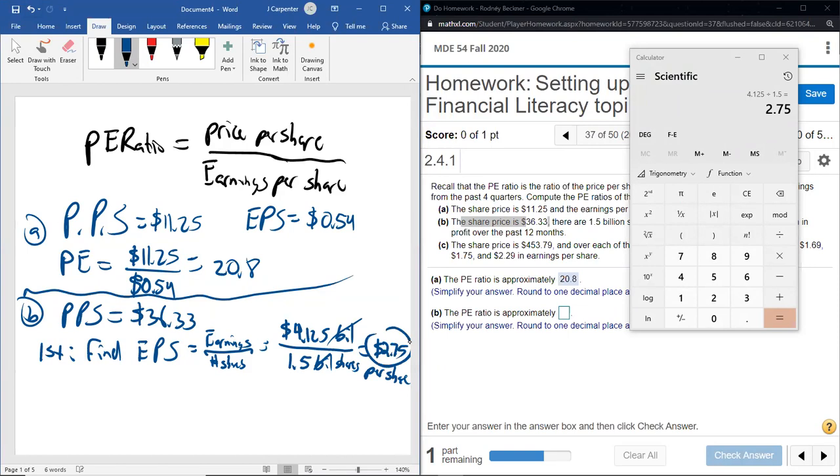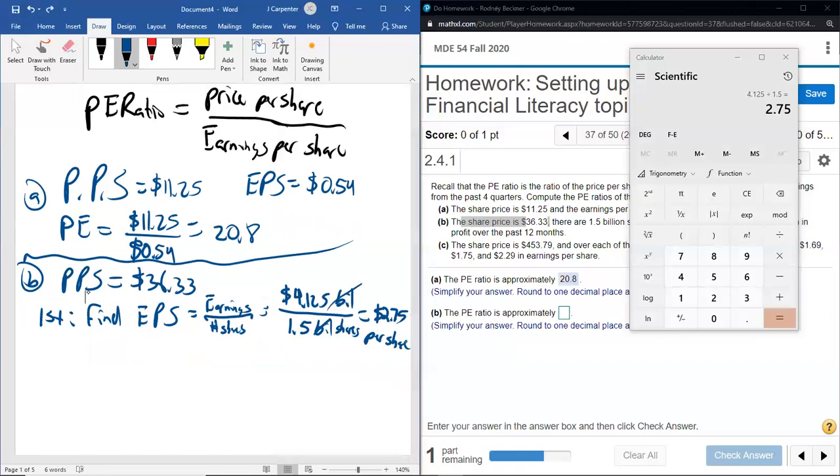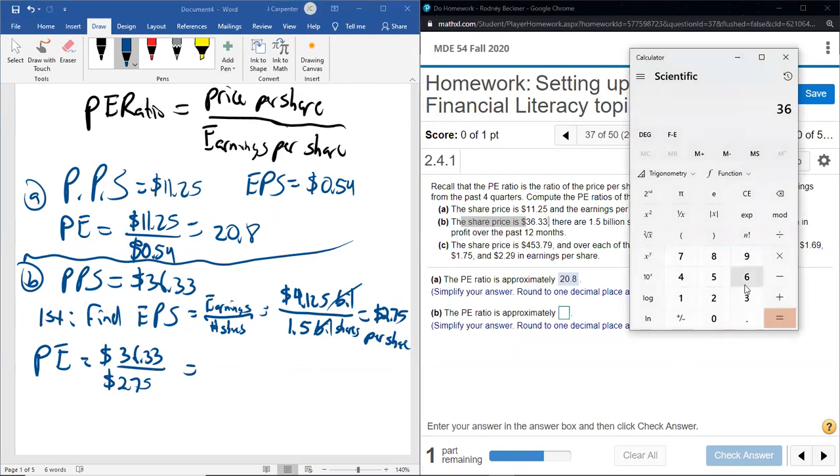Now we have our EPS. We were given the PPS, so now all we got to do is divide those two things. So our PE ratio, which is again the price per share of 36.33, divided by the earnings per share, which was what we just got, the 2.75. Both of these have the words per share in them, so they would cancel if you were writing those things. I'm not trying to focus on that yet, though. That's another day. So 36.33, then divided by 2.75. And we'll round this to one decimal, so 13.2.